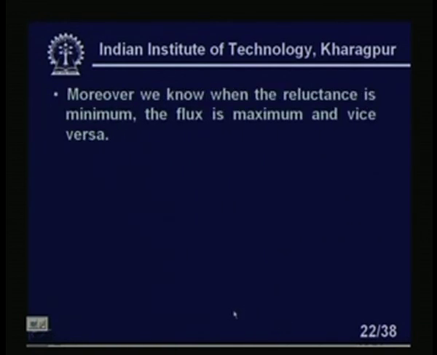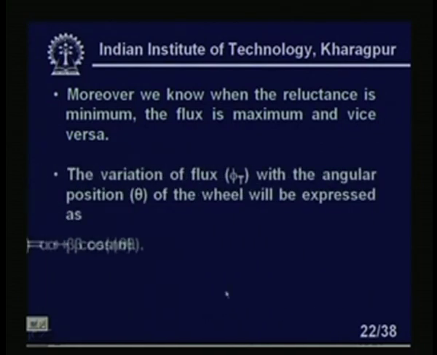Moreover, we know that when the reluctance is minimum, the flux is maximum and vice versa. So, that I have already explained to you. The variation of the flux phi t with the angular position theta of the wheel will be expressed like this. Since it is a sinusoidal variation, we can express phi t of theta equal to alpha plus beta cos n theta.